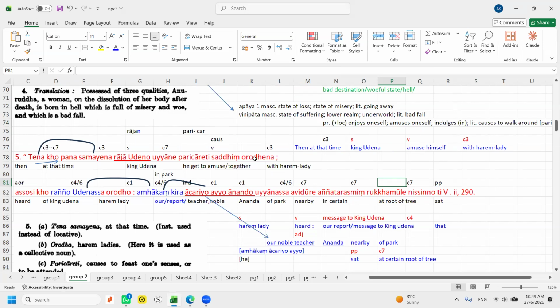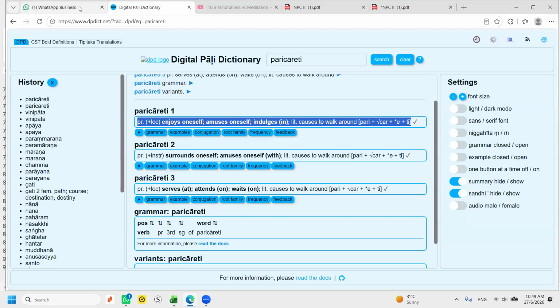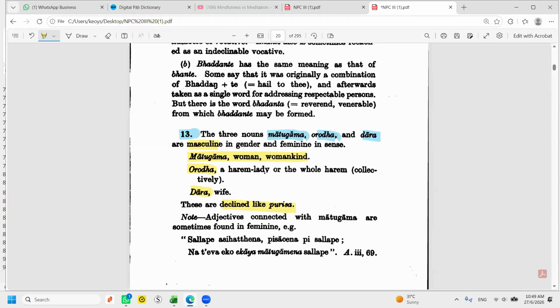This is the word I showed you just now, orodha. It's a masculine noun. Orodha, the one I showed you just now, if you remember. Orodha, right. This is a masculine noun, feminine in sense. Can you see? Harem ladies.